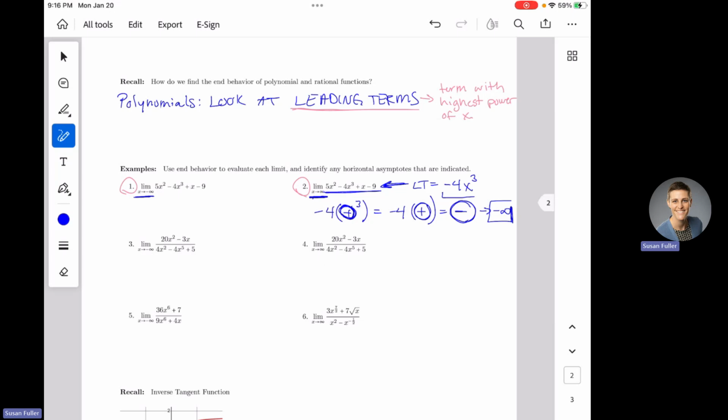Because the biggest bully on the playground pulls everybody to a giant negative number. It is pulling this entire polynomial to -infinity. We're just going to plug that number in and see what happens.